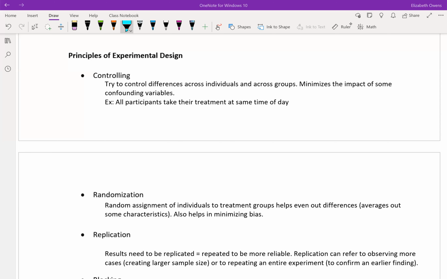In this video, we're going to look at some principles of experimental design, some things to keep in mind when setting up experiments. The first one of these is controlling. And yes, that is kind of what it sounds like. It's being controlling of the smaller aspects of the study to hopefully minimize outside impacts. So we're going to try to control differences across individuals and across groups. This minimizes the impact of some confounding variables.